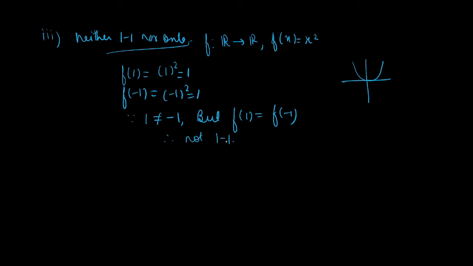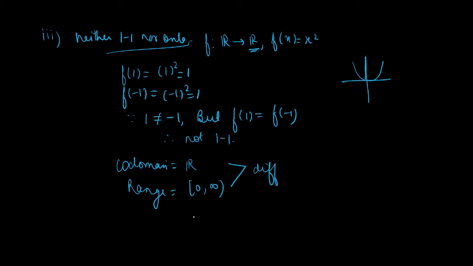Now is it an onto function? How will we check that? First we know that the codomain of the function is the real numbers, and the range of the function, the range being the possible values of y, is only 0 to infinity. So codomain and range are different, and different means this is not an onto function. Similarly, we can define other functions by taking different domains, codomains and different functions.